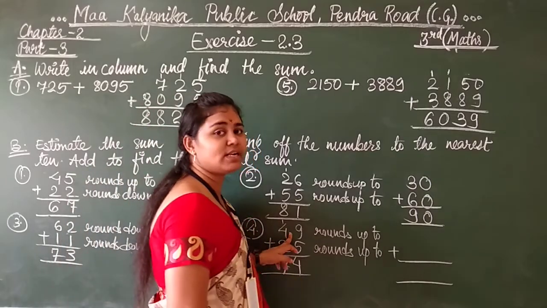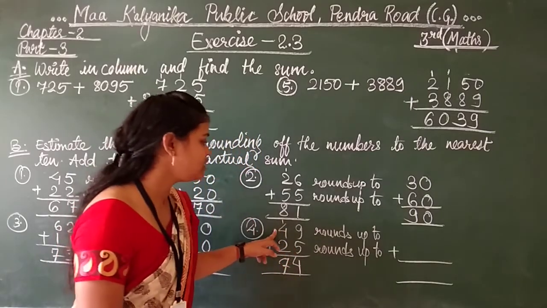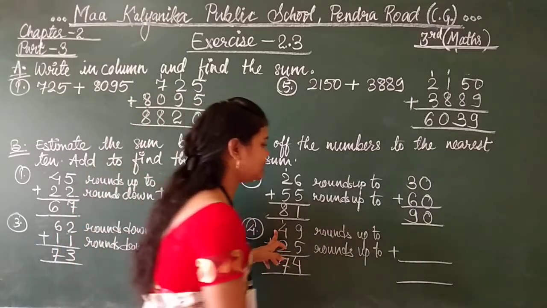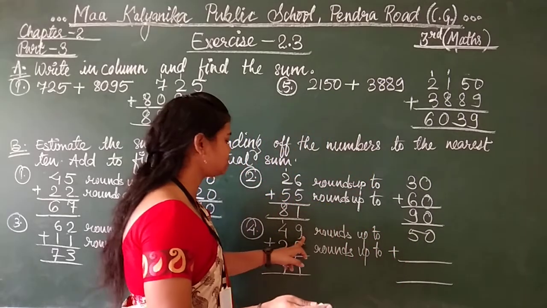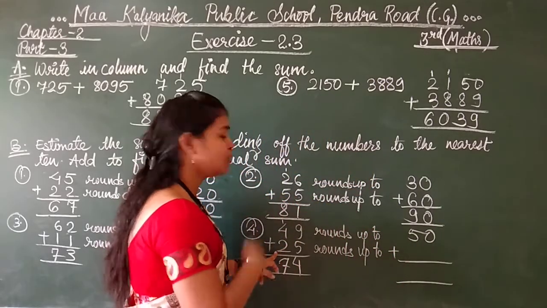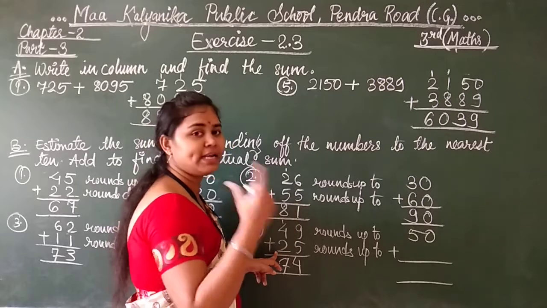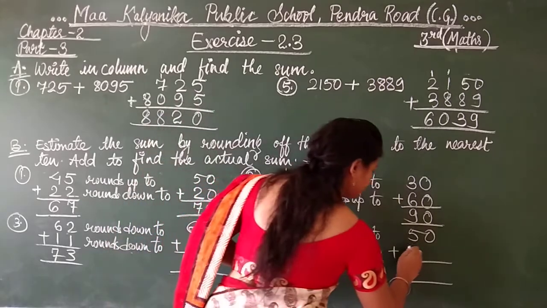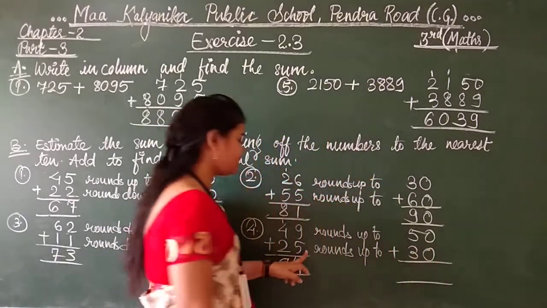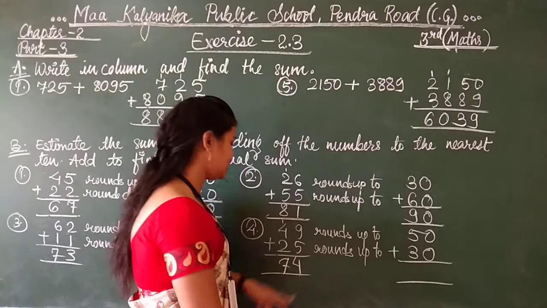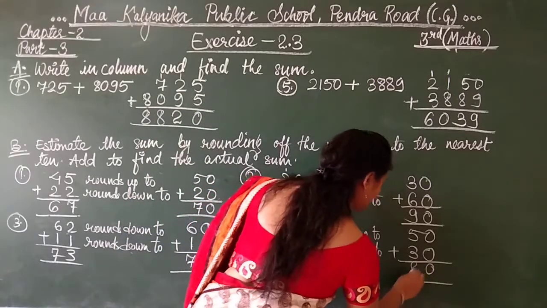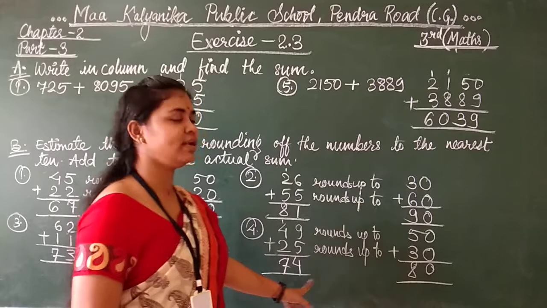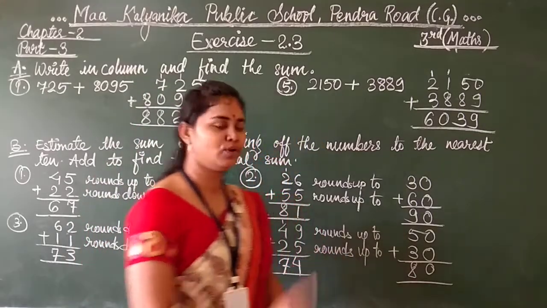Now 49 rounds up to 50. 40 and 50 is the range, 9 is more than 5, so 50. 25 is there, so 20 and 30, so it will move to 30. Why? Because 5 is there, and 5 and above 5 goes to the next number. So now take the sum, 0, 5 plus 3 is 8. So will 74 round up to 80? No, it is not true.